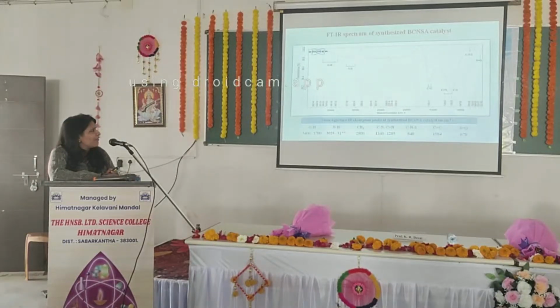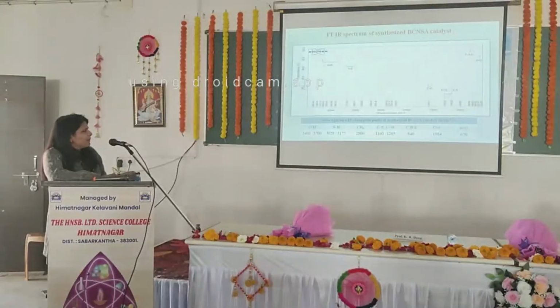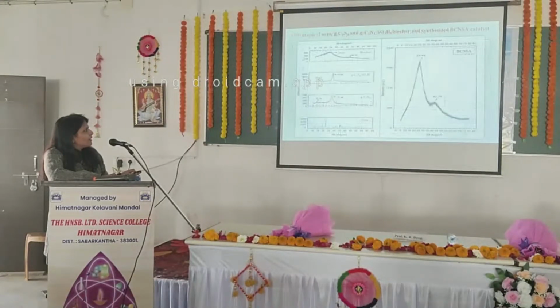Further, FTIR studies were carried out, and here we also get the peaks. The C=N and C-N double bond peaks are in the range of 1000 to 1400, and the S=O and C-S peaks are in the range of 600 to 800. These peaks confirm the presence of the functional groups in the material.